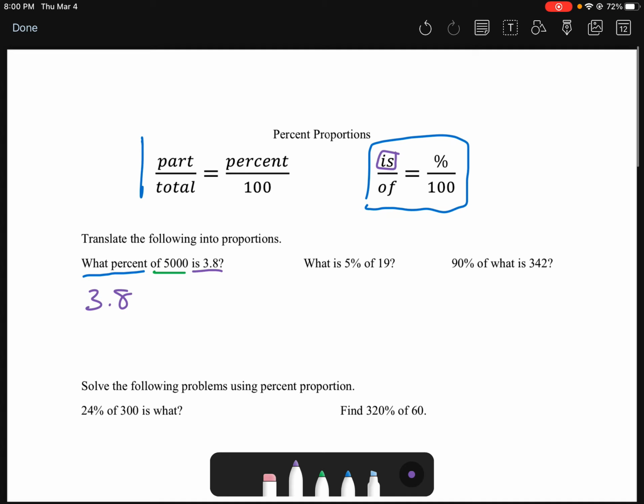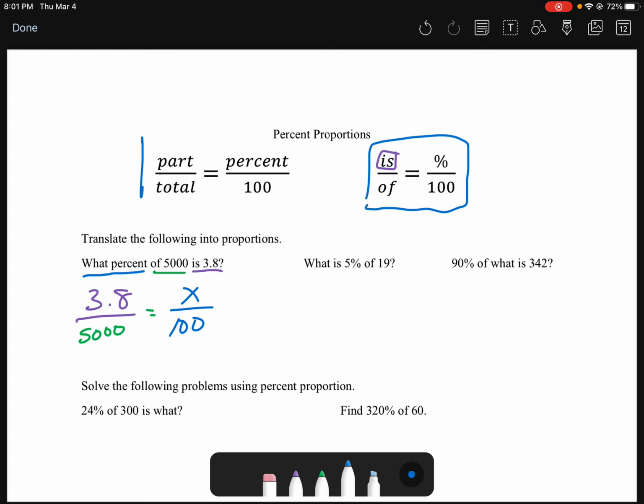Now we have over of, here it says of 5,000, equals the percent, which here I'm asking what is the percent, so I'll put an x there over 100. And there you go, now I have the proportion. I can look at the cross multiples and solve for x here. Let's go on to the next one.